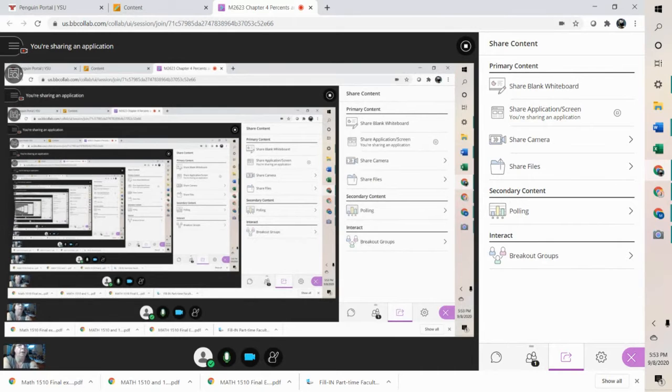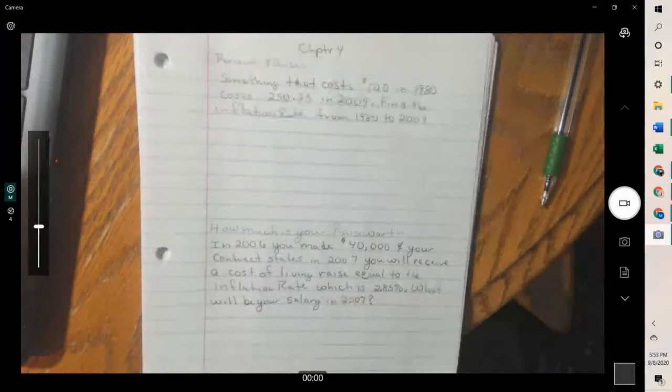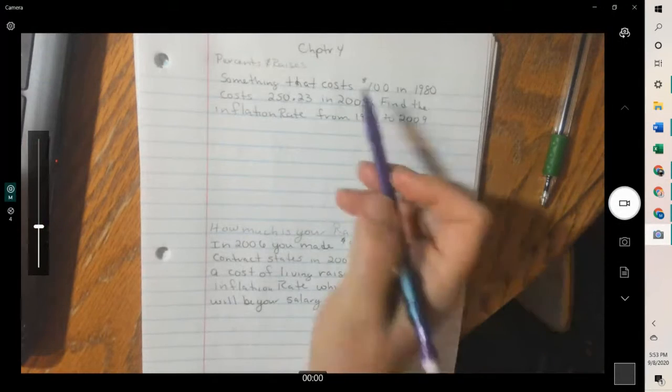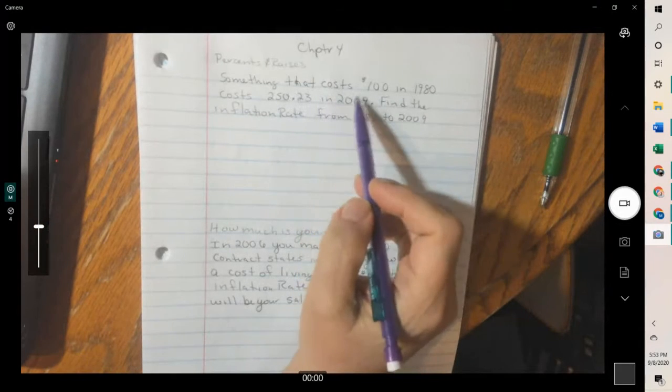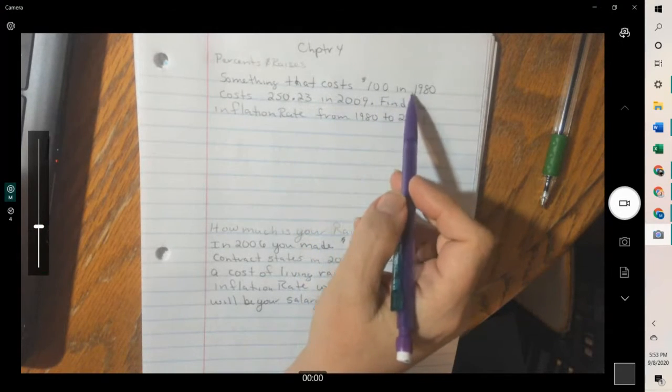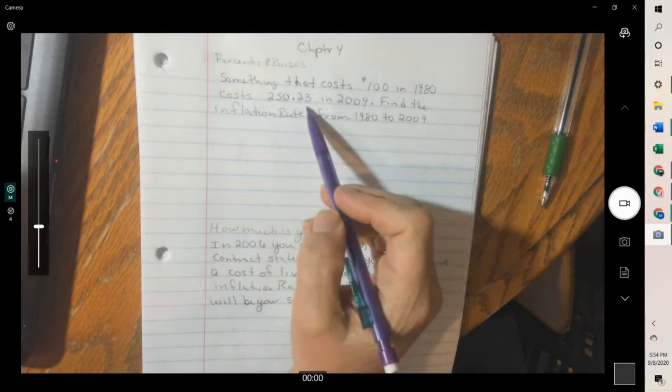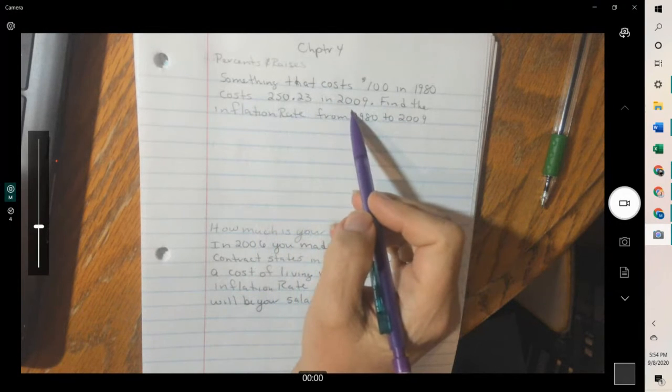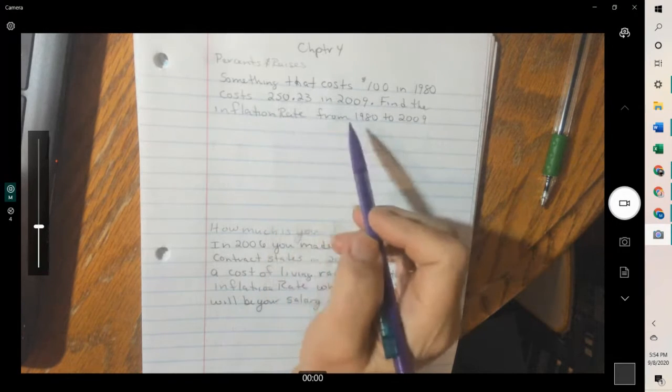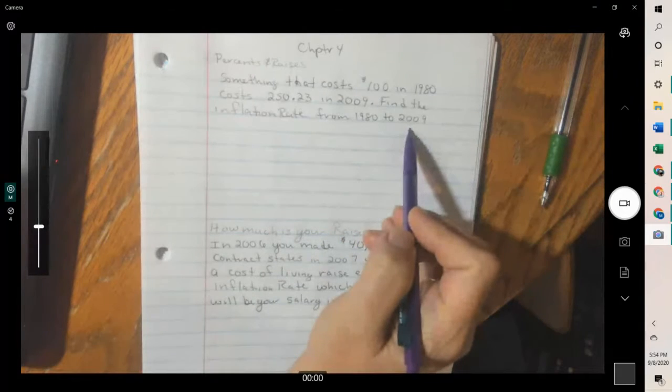Today we're going to look at a couple percent problems in Chapter 4. One's a percent and one's a raise. So first one, something that costs $100 in 1980 costs $250.23 in 2009. Find the inflation rate from 1980 to 2009.